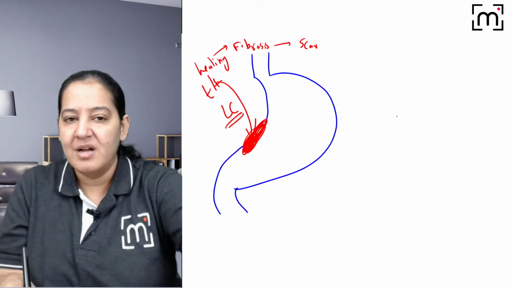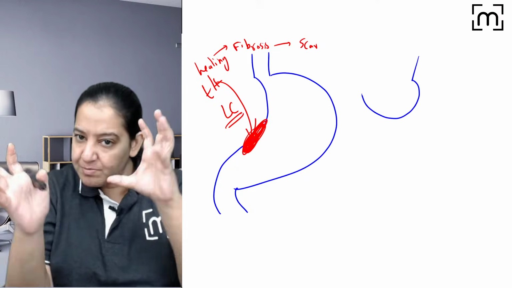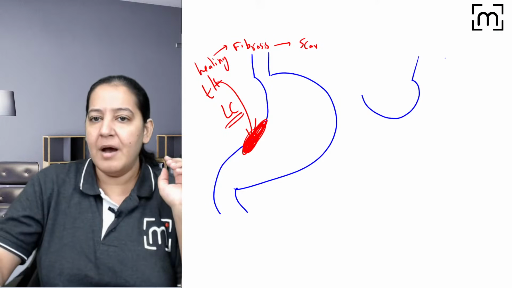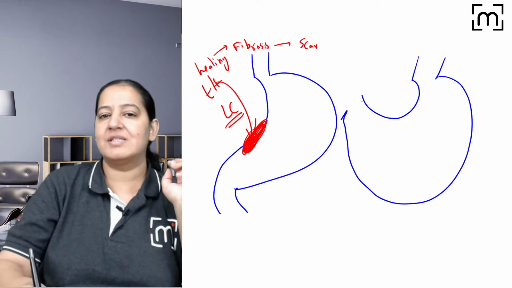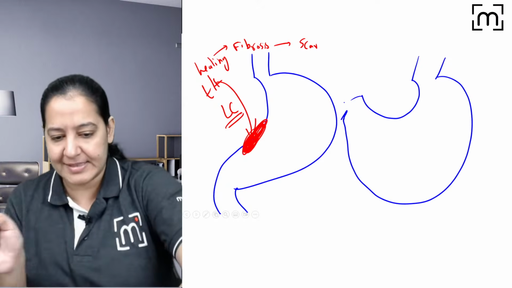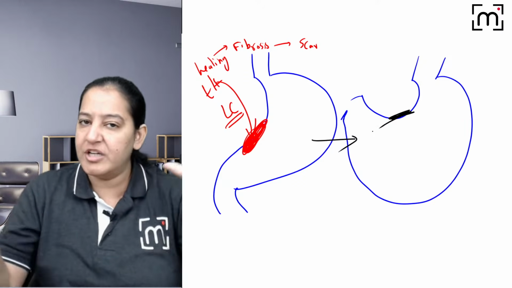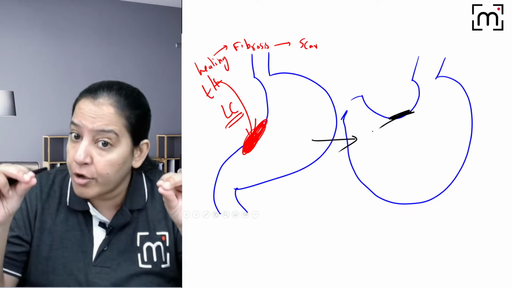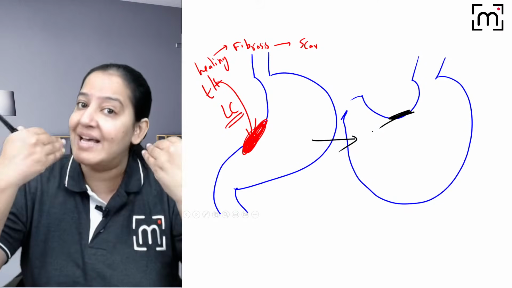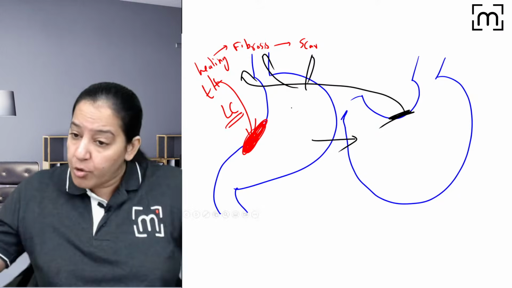You got my point? I guess you are getting my point. So basically the lesser curvature becomes small. It is small because of contracture. But the greater curvature is still big. So the shape of the stomach is like this. Now you can understand the transformation, I guess. This transformation is due to longitudinal shortening of the lesser curvature. Say it again. What have I said? Longitudinal shortening of the lesser curvature due to healing, due to fibrosis, due to scar, due to contracture.